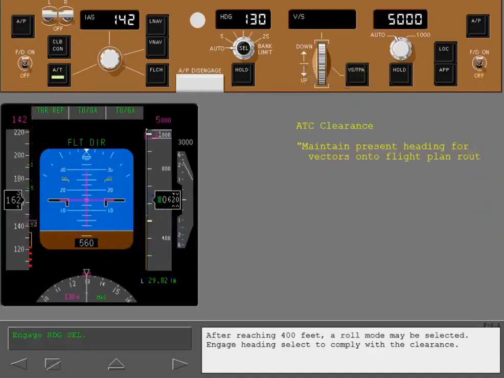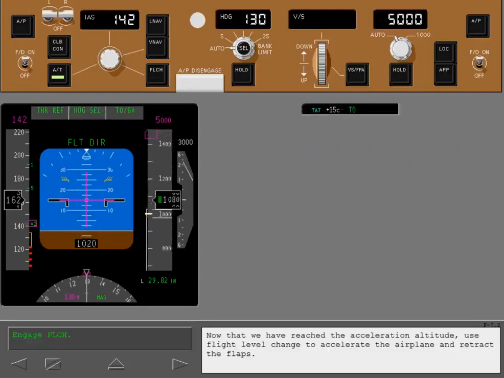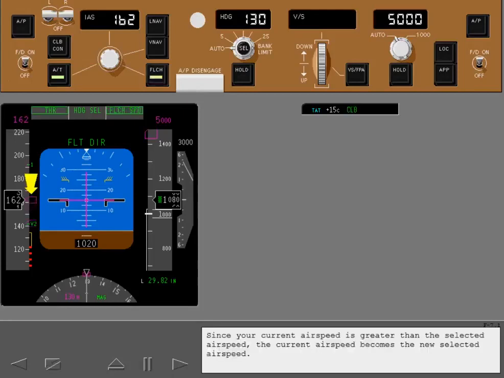After reaching 400 feet, a roll mode may be selected. Engage heading select to comply with the clearance. Now that we have reached the acceleration altitude, use flight level change to accelerate the airplane and retract the flaps. Since your current airspeed is greater than the selected airspeed, the current airspeed becomes the new selected airspeed.